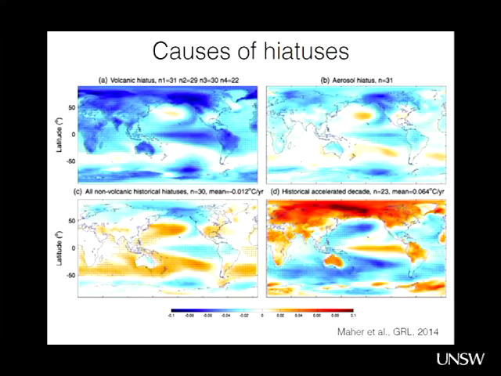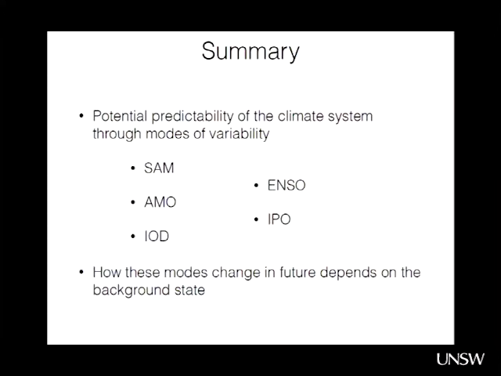Yeah, I think that's everything. So, just in summary, to remind you all of what I just talked about for an hour, we have these different modes of variability, and we're interested in them because they add to the potential predictability of the climate system. So if we can understand these modes well enough to predict them, we should be able to predict our climate, at least on the shorter terms, a lot better. But how these are going to change in future depends on the background state, which we know is changing. And I don't really have concrete answers for any of the questions because we're still working on them. So thank you very much.